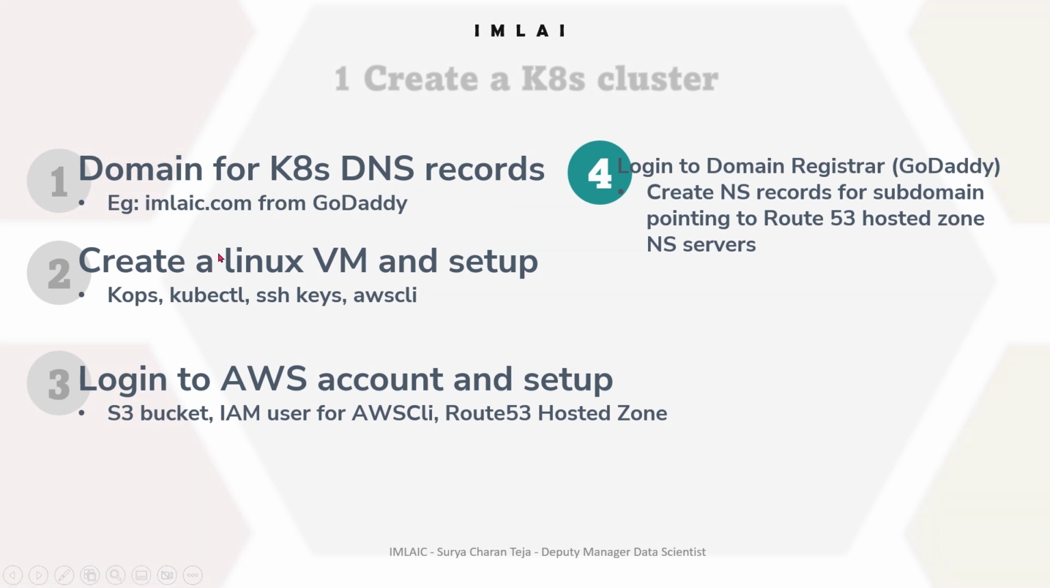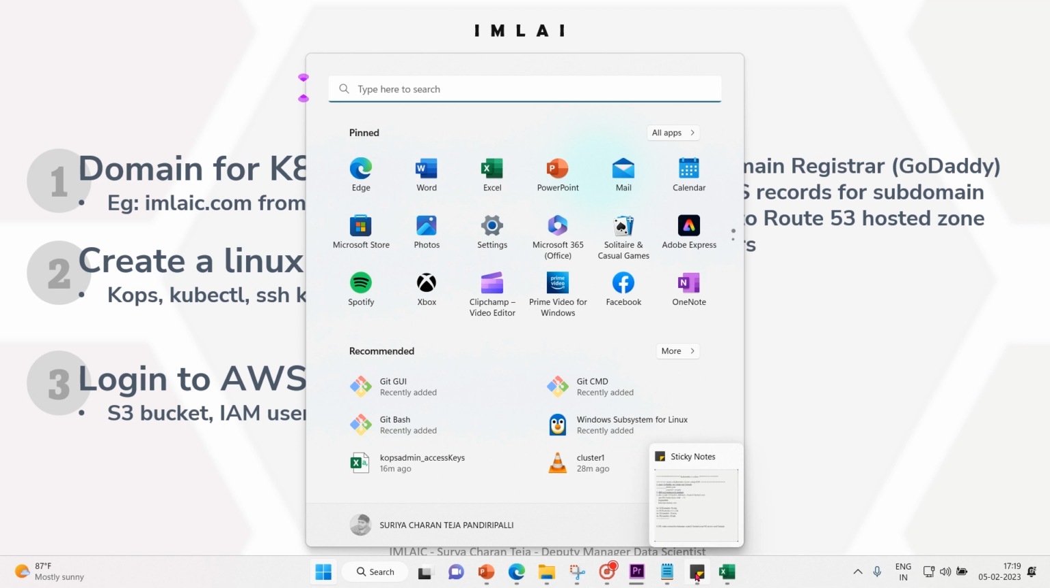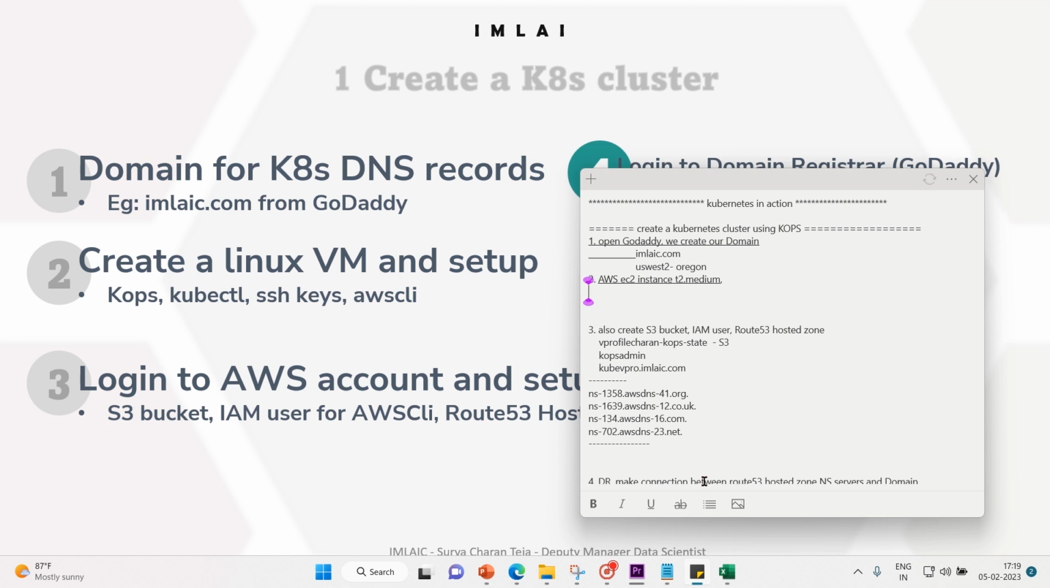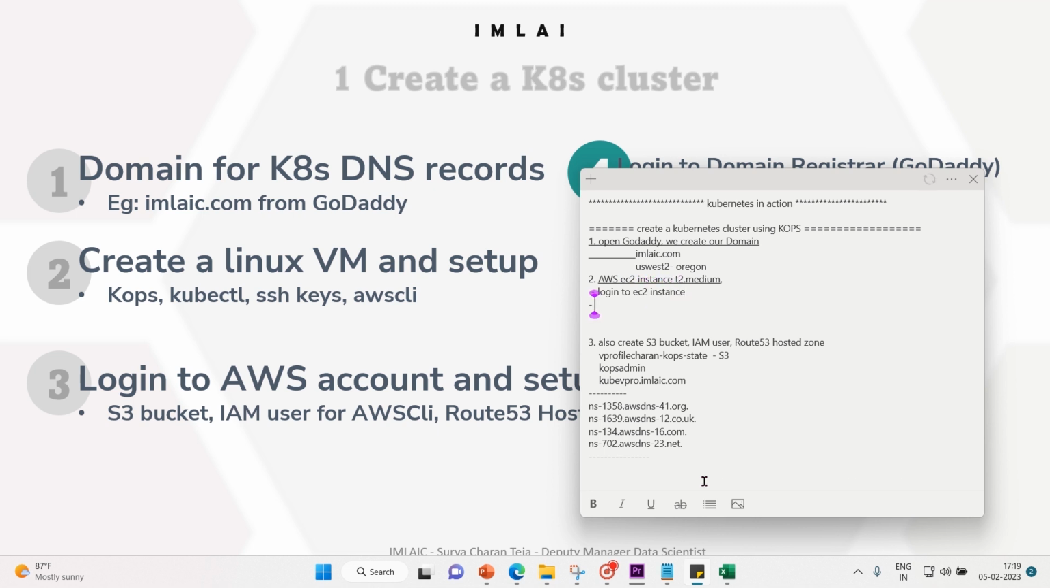Now it's time to do the installation of kops, kubectl, SSH keys, and AWS. These are the steps left. Let's do that. The steps follow like this. Let me go back to the AWS EC2 instance step. First, once we log into the EC2 instance, then we will generate the SSH keygen.